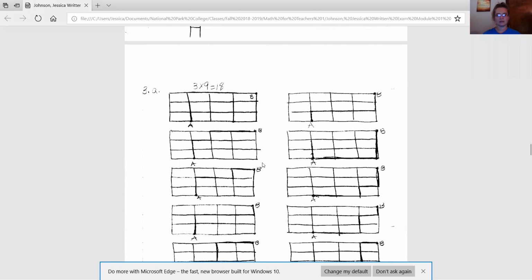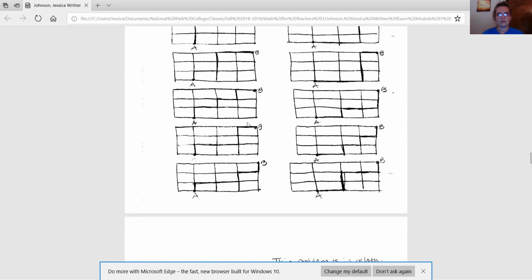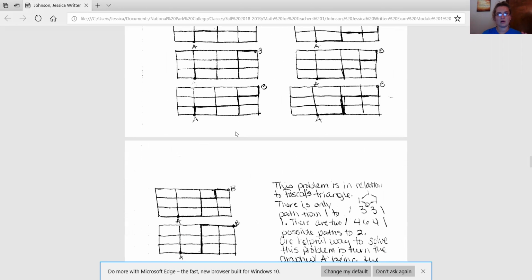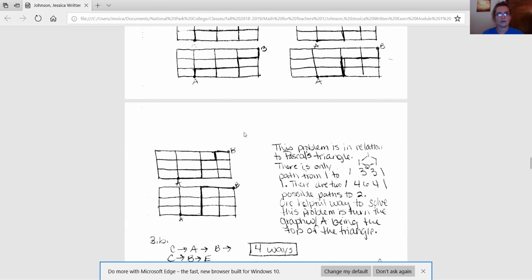And then number 3 talks about how to get from point A to point B. How many ways? But here's the thing. You can only move up and over. I started drawing them out, but let me tell you, there is a way cooler way to figure out this problem, and that is using Pascal's triangle.